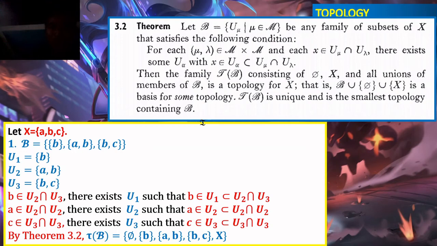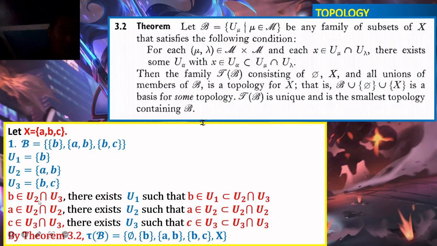So, let X be equal to the set containing A, B, C. Okay, what is script B here? It contains {B}, {A, B}, {B, C}. So, U1 is the set containing B, U2 is {A, B}, and U3 is {B, C}. Okay, now for B, each x is an element of U_mu intersection U_lambda. Okay, where is B an element? So, B is an element of U.